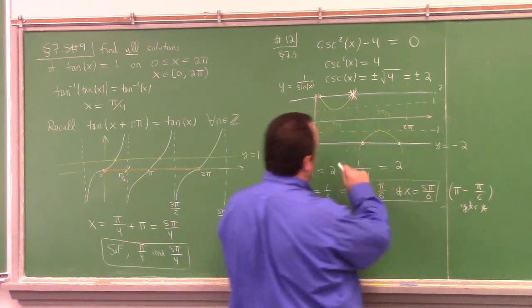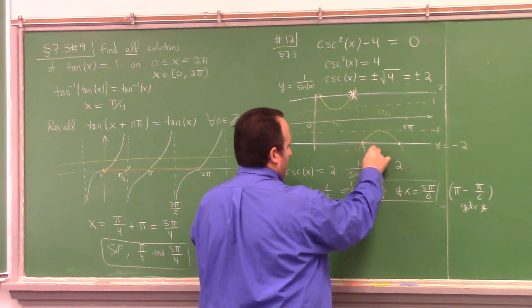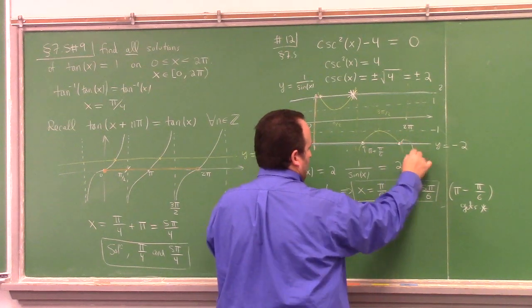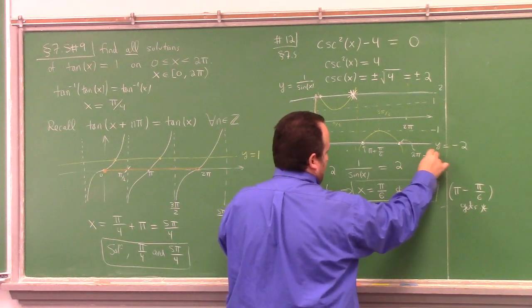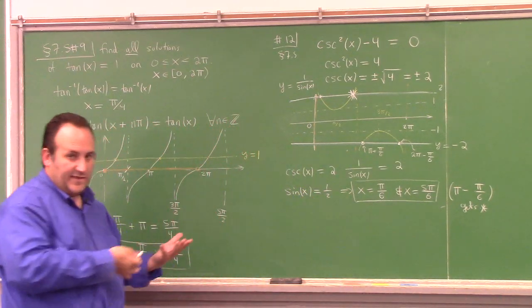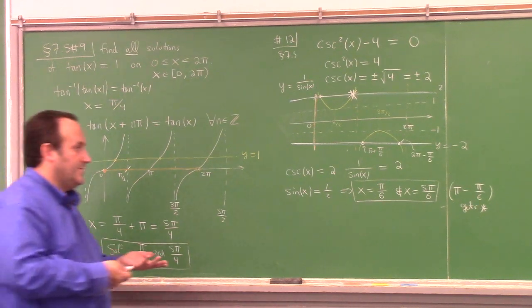I think you can see from the symmetry of the graph, this must be pi plus pi over 6, right? And this guy over here must be 2 pi minus pi over 6. See, so once you've got the basic solution of pi over 6 and you understand the graph, you generate all 3 other solutions from the symmetries of the graph.